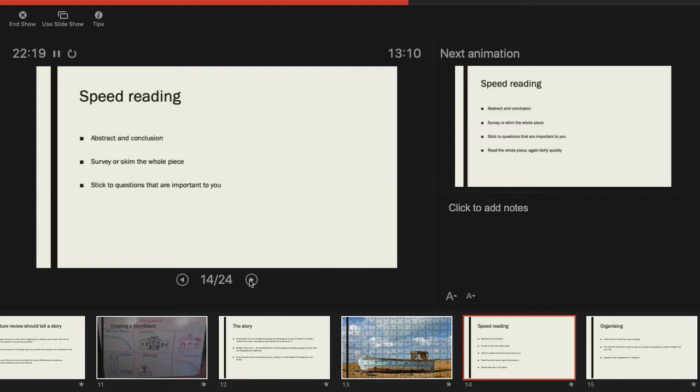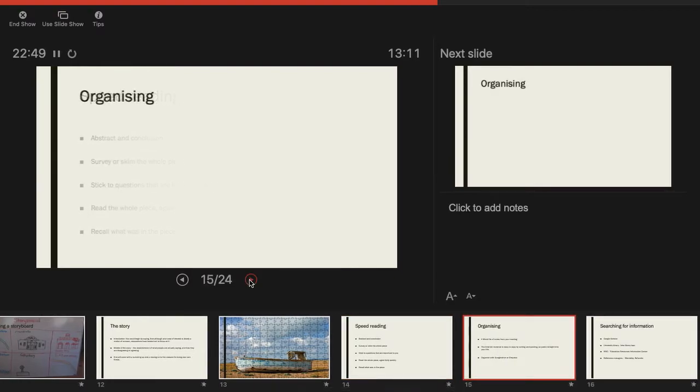So stick to the questions that are important to you. Again, is this article relevant to my study? That's very important. And as I mentioned, read the whole piece again. You can do it fairly quickly. And then the last thing that you need to do is recall what was mentioned in the articles. Okay, and we'll come back to that last part in the next few slides.